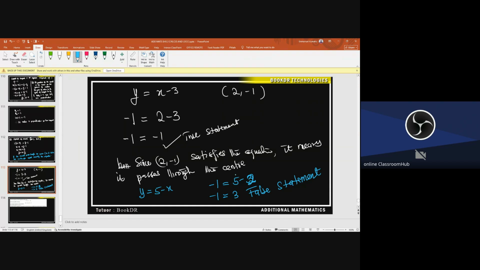So we can see that the center does not satisfy the equation of the tangent. This implies the tangent does not pass through the center. That is not a requirement of the question. I just want you to understand.